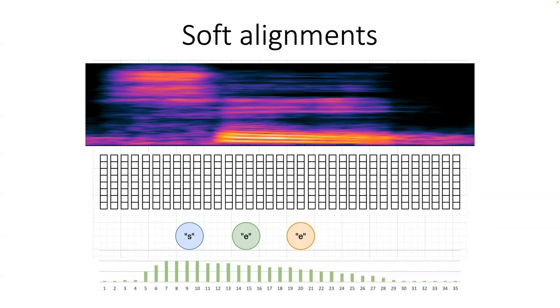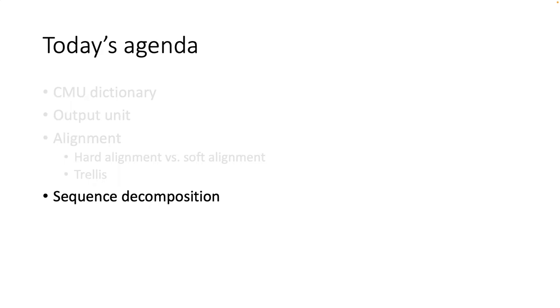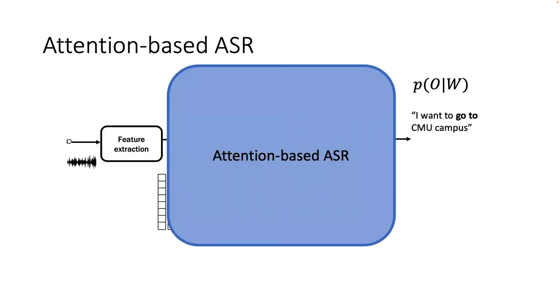Okay, so let's go to the final part of today's talk. Given this alignment problem, we try to further model our problems. Let's start from the simpler one, attention-based ASR, because it doesn't have an intermediate representation. Of course, this means that we have to use a gigantic neural network. But in terms of the problem formulation, it is very simple. So I'm starting from the attention-based ASR.